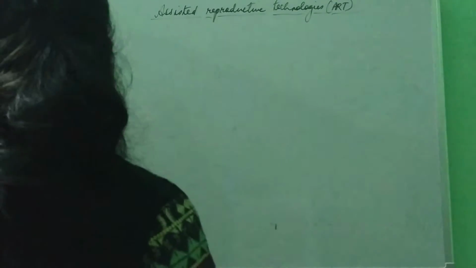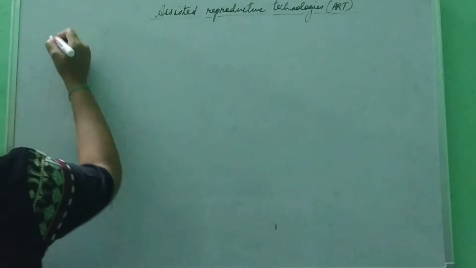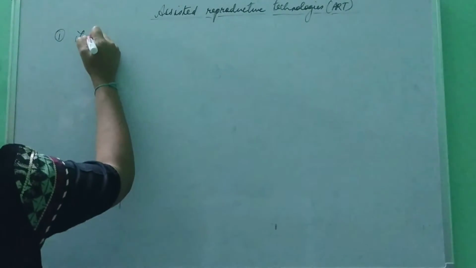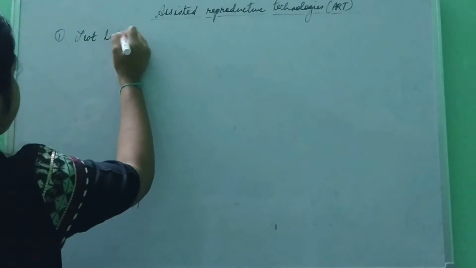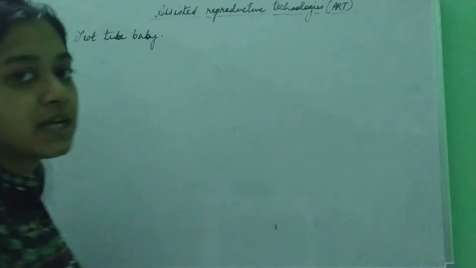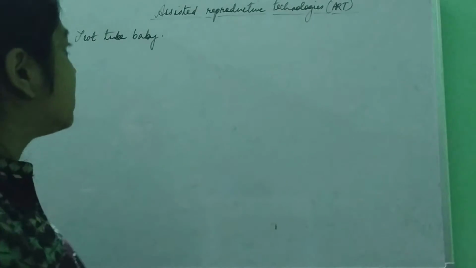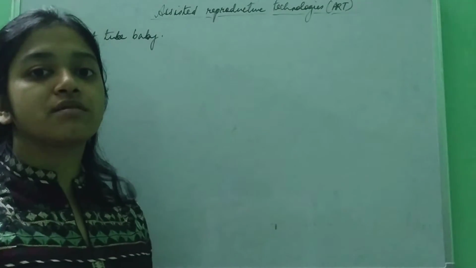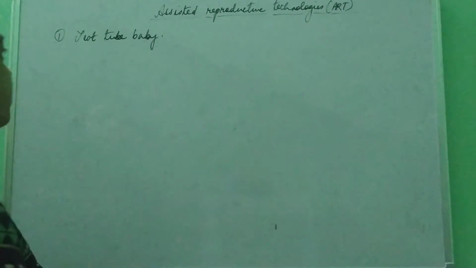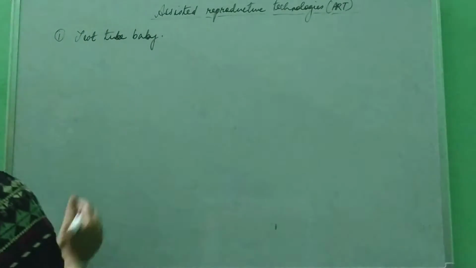There are various methods, we'll see one by one. The first is a test tube baby. This term is very common. Now this doesn't mean that the baby is born inside a test tube. Many think of it that way. So we'll see how it is.